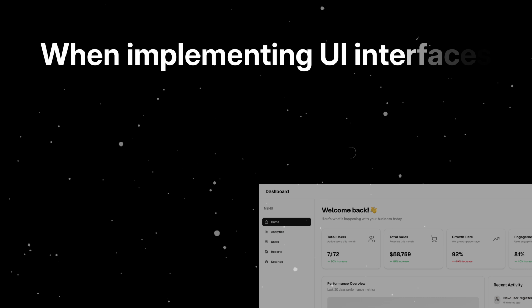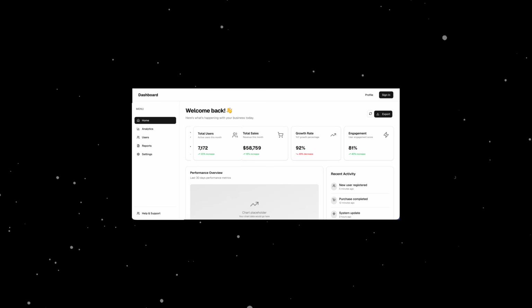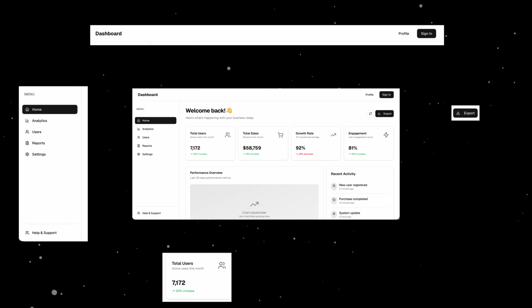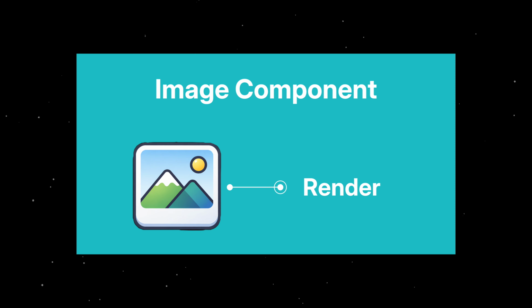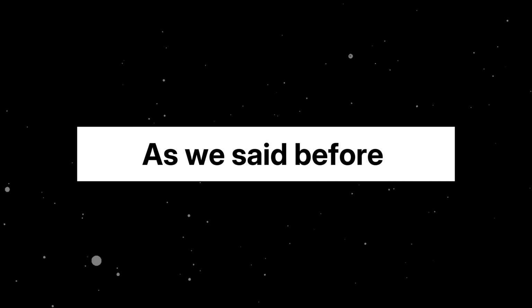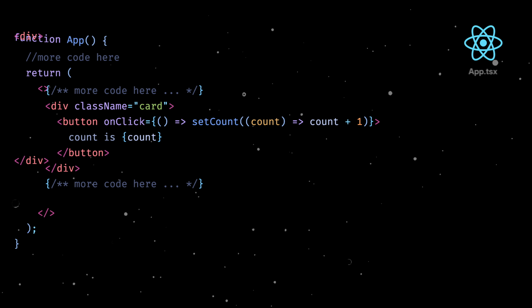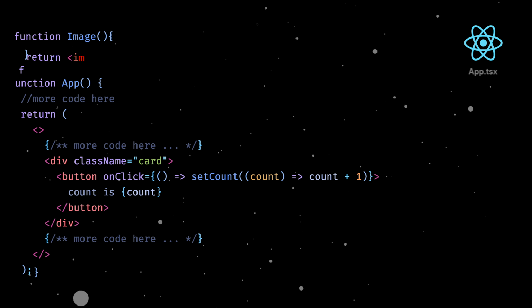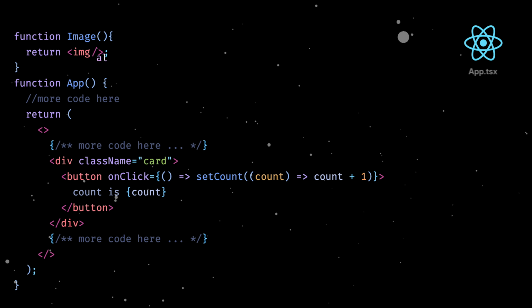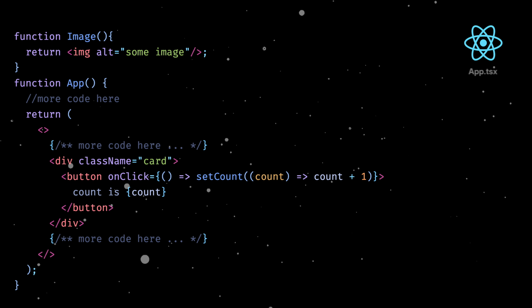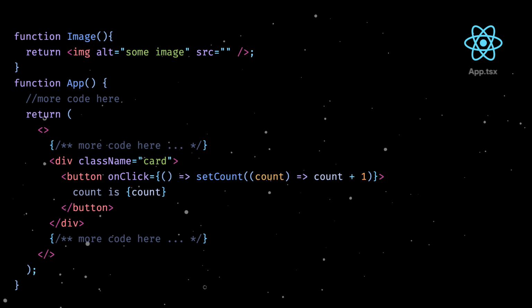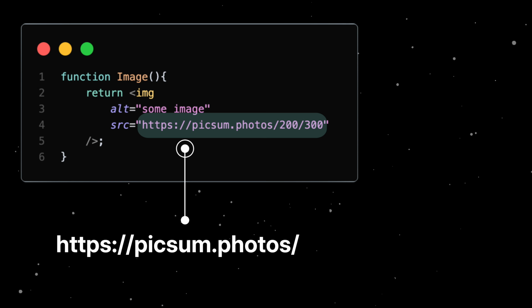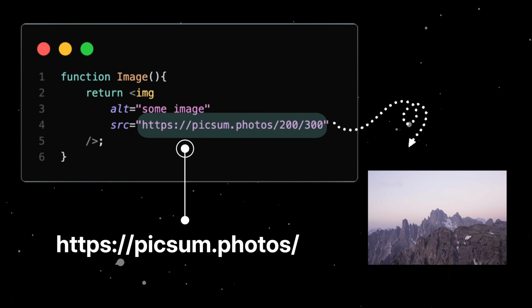When implementing UI interfaces in React code, we tend to mentally break it into many components. So how can we create another component that renders a random image and then reuse it inside the app component? As we said before, it's a matter of wrapping your HTML in a function. Let's place it just above the app component. The component returns an image HTML tag with the following attributes: an alt attribute to support screen readers, and an src attribute that we will set equal to a URL generated by Lorem Picsum, which is a website where you can get a URL that loads a random image every time the page gets refreshed.